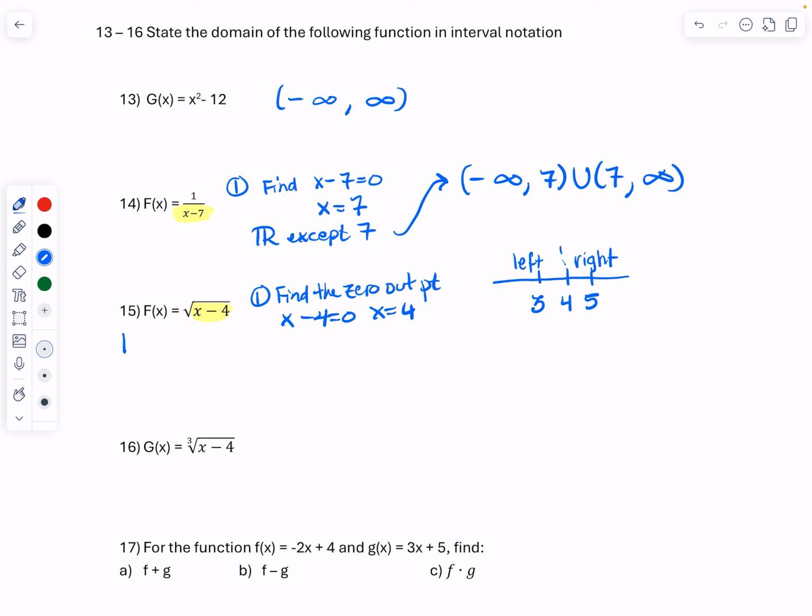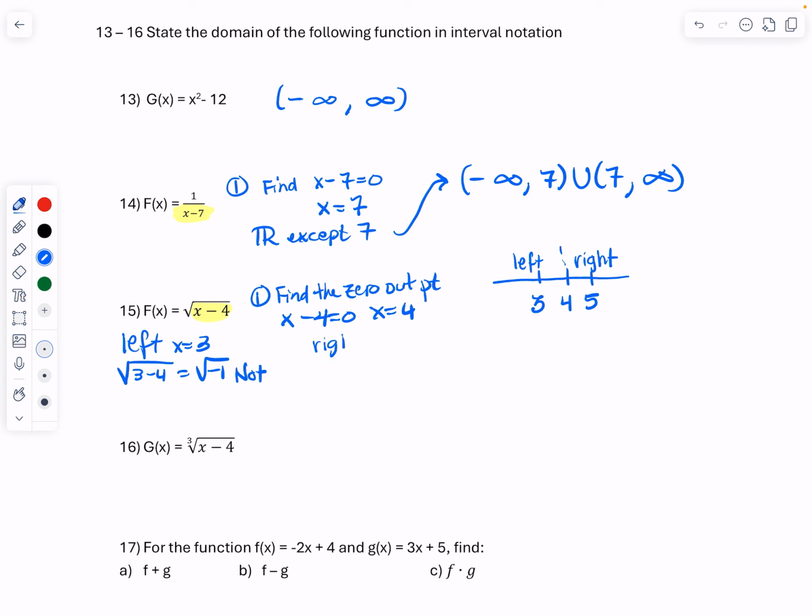So on the left, I'm going to plug in x equals 3. And when I plug that in, I get 3 minus 4, which is the square root of negative 1. That's not okay because that produces a negative number. So I know that I'm not going to include negative infinity to 4 in my domain.